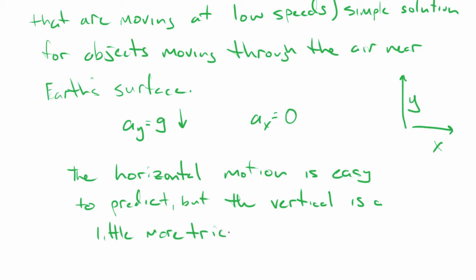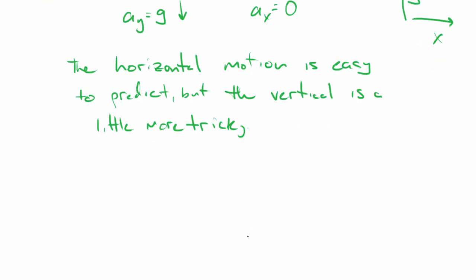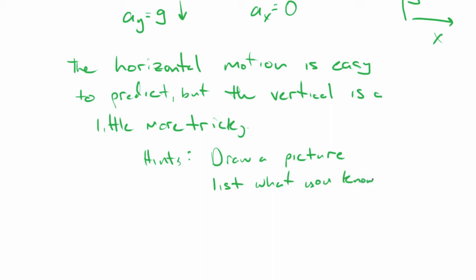So now seems like a good time to summarize my problem-solving strategy, the one that I'm trying to highlight as we've been solving these example problems. So hints to solve the problems, tricks, whatever you want to call them. Draw a picture. List what you know, and what you don't know. If you can, then break initial values into components.